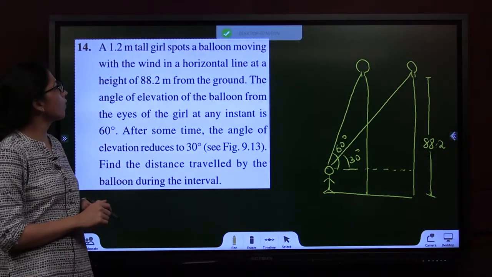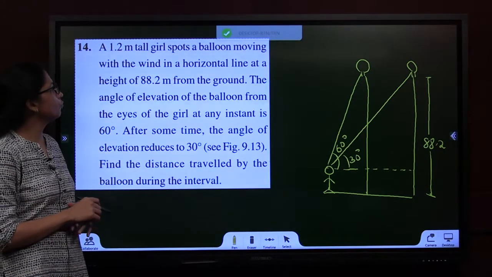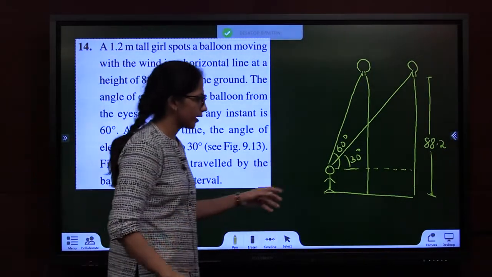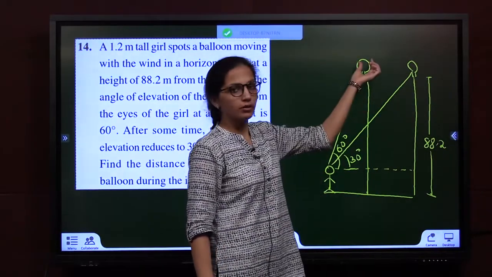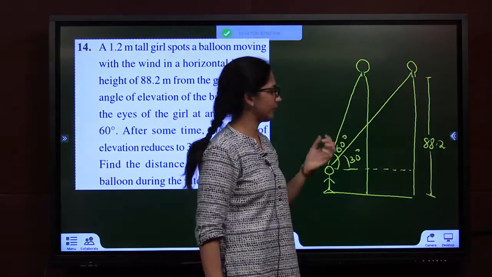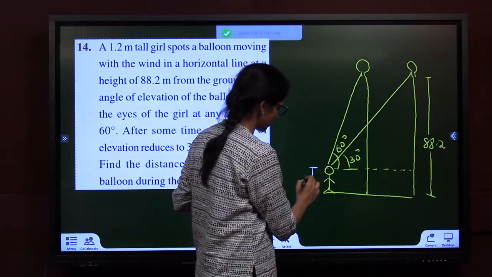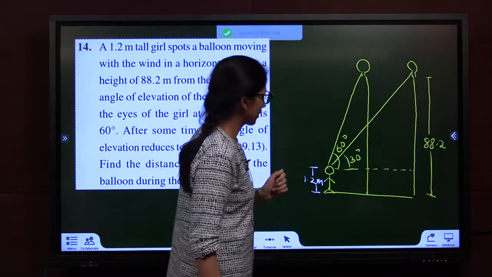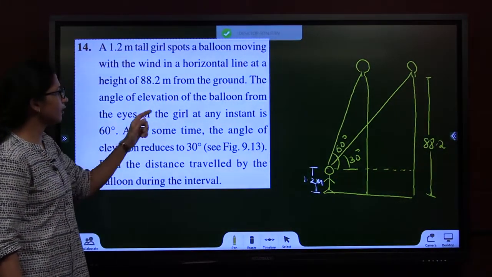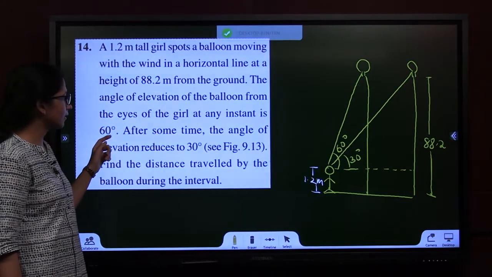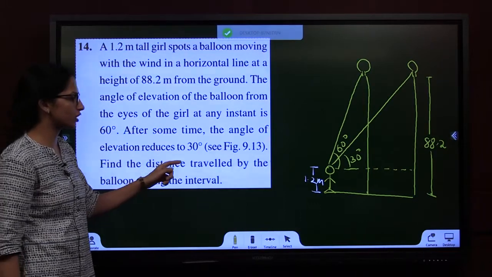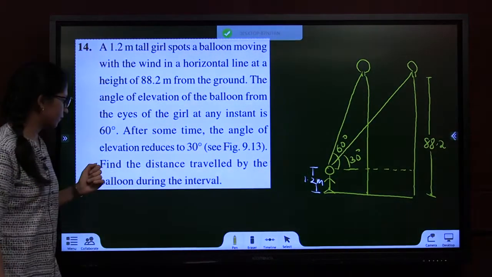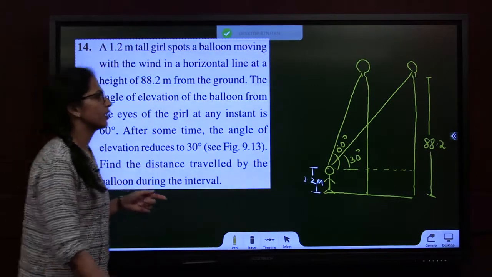Question 14. A 1.2 meter tall girl spots a balloon moving with the wind in a horizontal line at a height of 88.2 meters from the ground. So at 88.2 meters from the ground, a girl spots a balloon that's moving horizontally. The girl's height given is 1.2 meters. And we know the height of the balloon from the ground is 88.2 meters. The angle of elevation of the balloon from the eyes of the girl at any instant is 60 degrees. After some time, the angle of elevation reduces to 30. First it was at 60, now the balloon moved, now it's reduced to 30 degrees. Find the distance travelled by the balloon during that interval. How much is this distance?